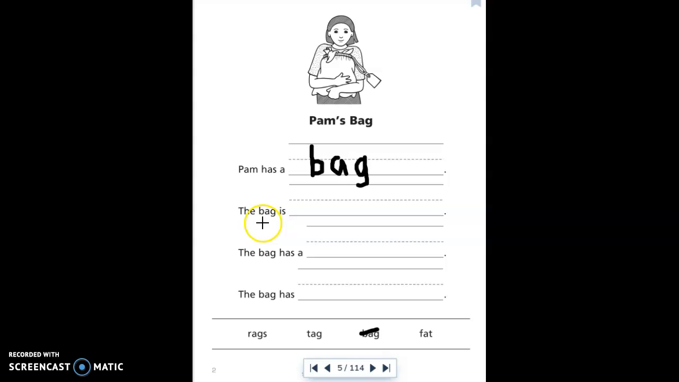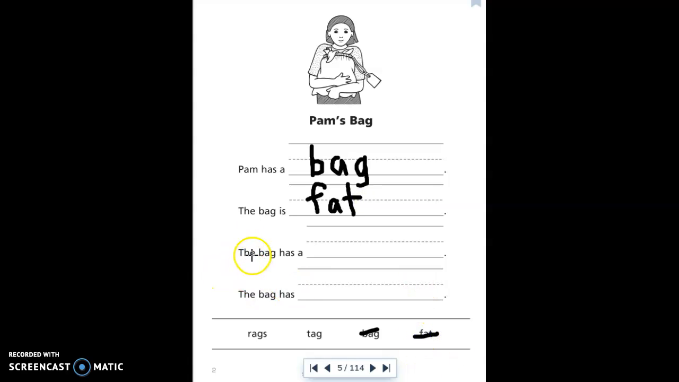Here's that word again, the bag is, let's see, is it rags? No, that doesn't make sense. Is it tag? That doesn't make sense. The bag is tag? No. I only have one other word, so here's the last choice. Fat. Is the bag fat? Yes, you can see she has to hold it with both arms, so that's the word I want to use, fat. The bag is fat. F-A-T. Fat. Okay, that word's used.